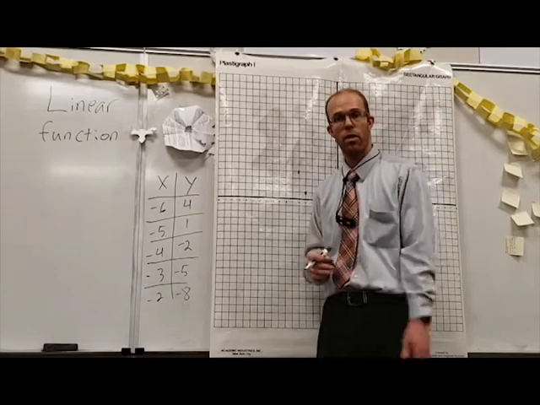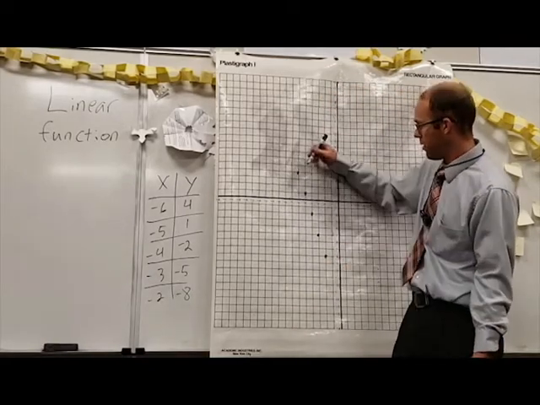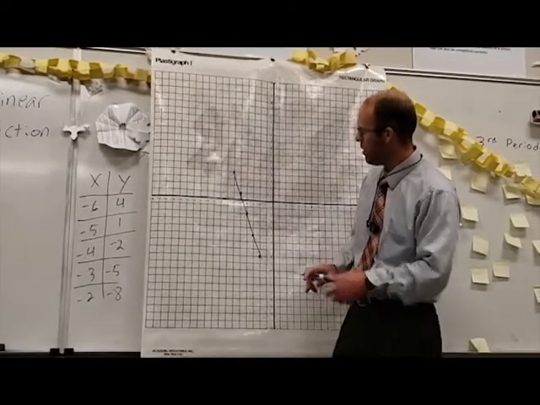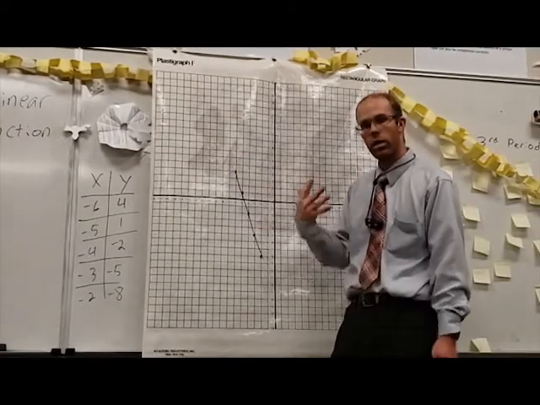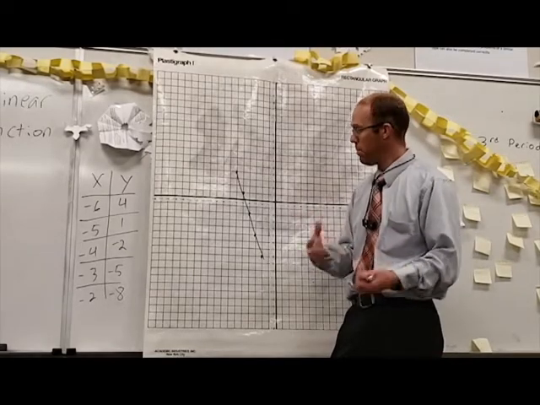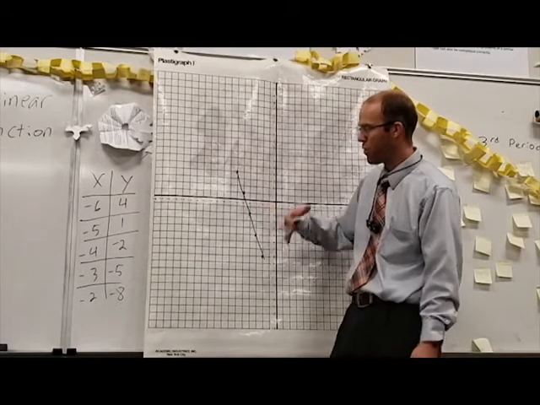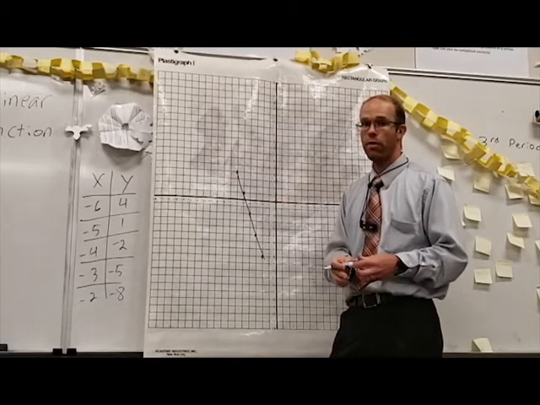Now the word linear goes back to the graph. I like to take a look at this. Do you notice that these all sit in an exactly straight line? The word linear refers to that. It means that all the points line up exactly in a straight line. So when you're looking at a graph, that's what we're looking for.